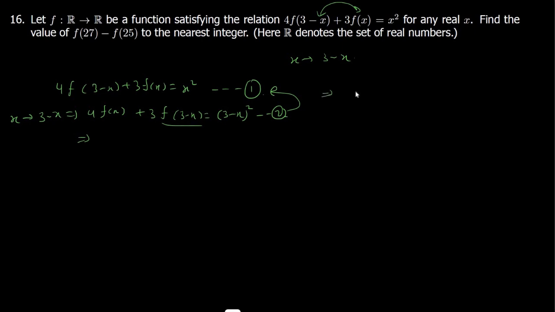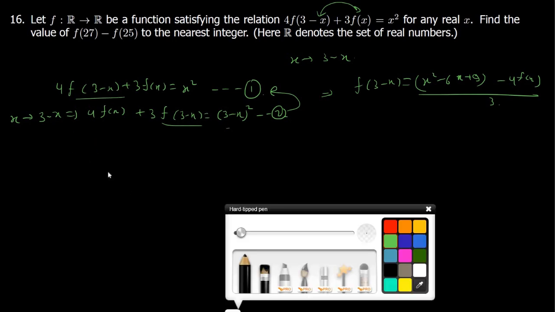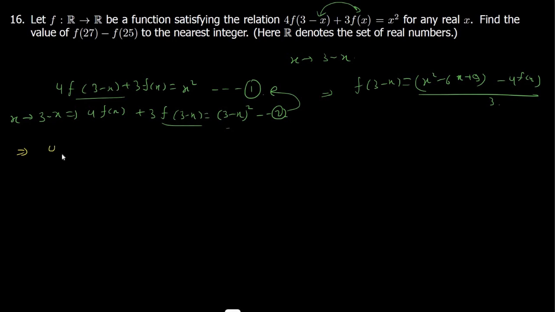So from equation 2 I will get f of 3 minus x equals, this is nothing but, (x square minus 6x plus 9 minus 4 times f of x) the whole divided by 3. And substitute that in equation number 1. So what I will get is, my equation number 1 will become 4 by 3 times (x square minus 6x plus 9 minus 4 times f of x) plus 3 times f of x equals x square.